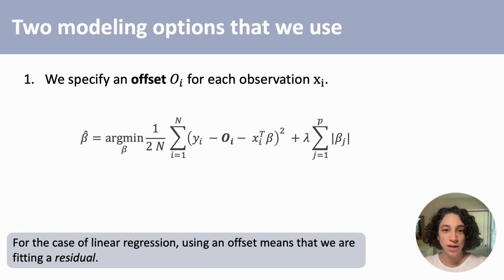Now, before I can share our method, here are 2 modeling options that we use. The first is called an offset. This is like adding a column to the data with coefficient 1. In the case of linear regression, using an offset means that we're fitting a residual. We subtract the offset O from our response Y and use our model to fit whatever's left over.